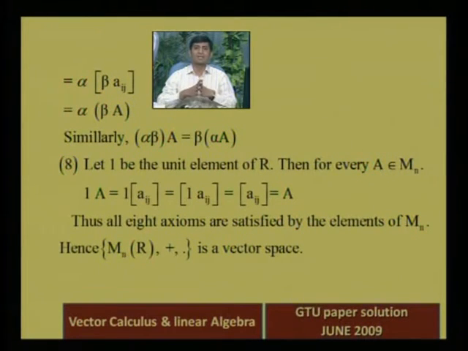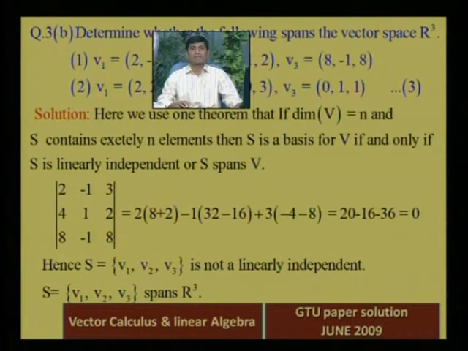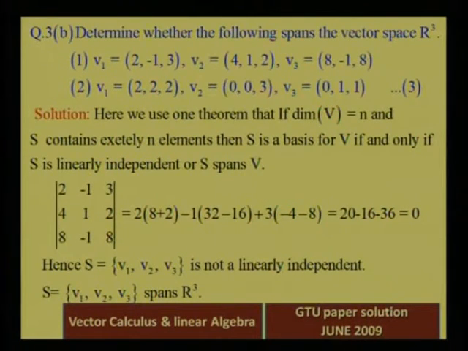Okay, so just try to understand how many conditions we have to satisfy for a vector space. A total of 10 conditions: the first 5 conditions are for addition and the next 5 conditions are for scalar multiplication. Okay, so just try to understand properly, using the definition we satisfied each condition one by one. Okay, so next example, question 3b.